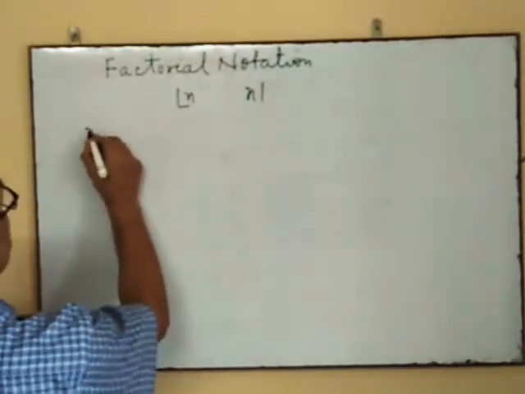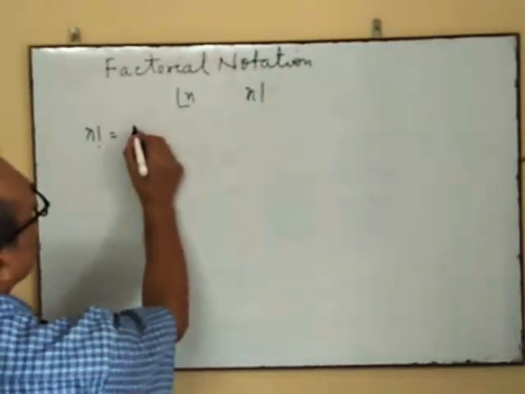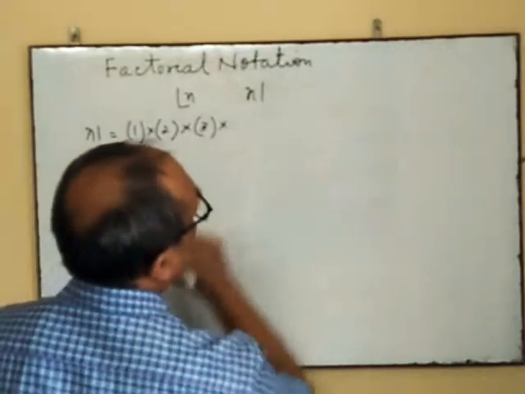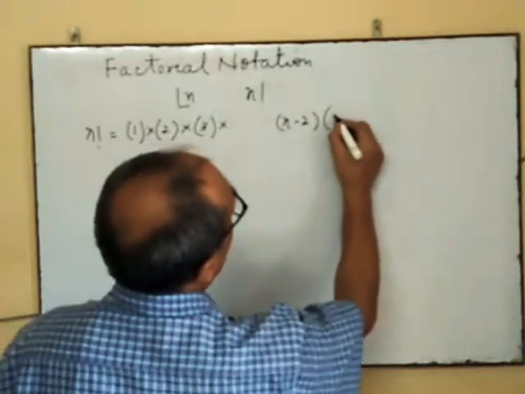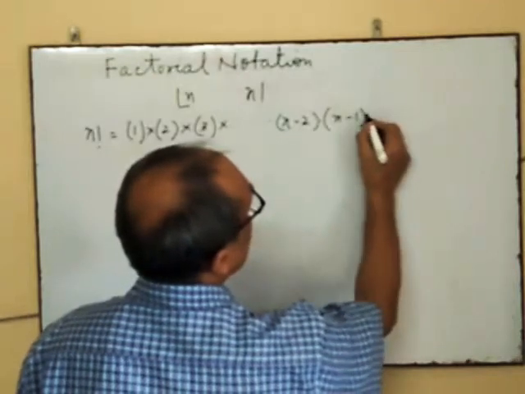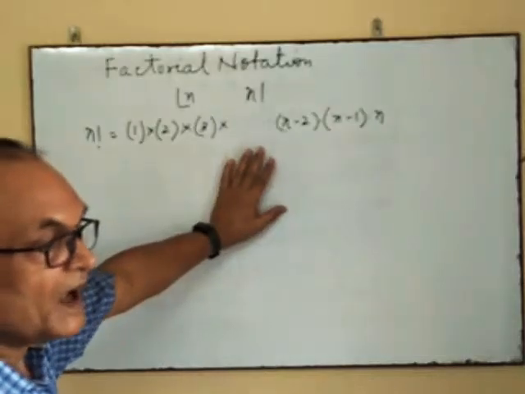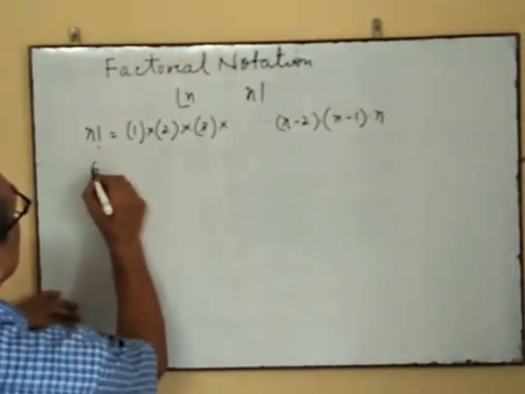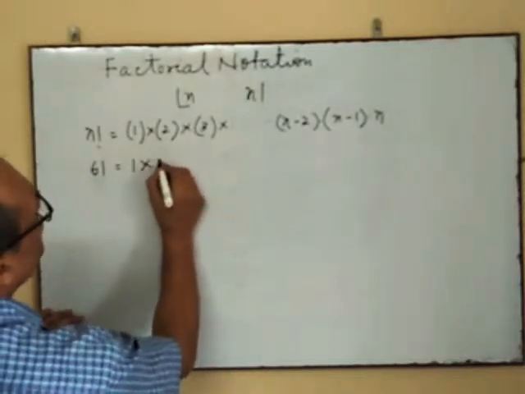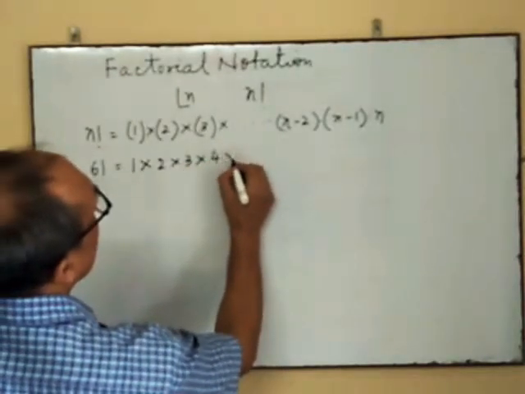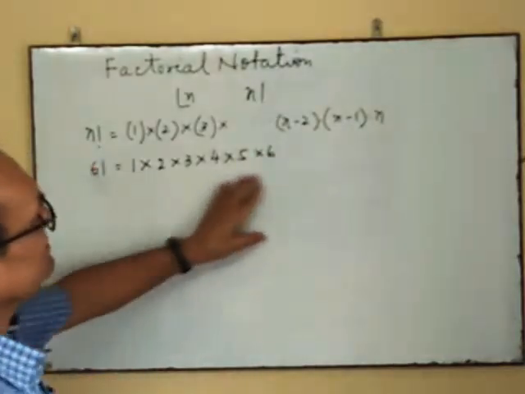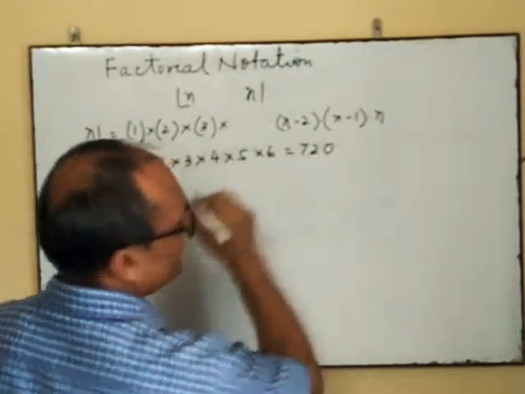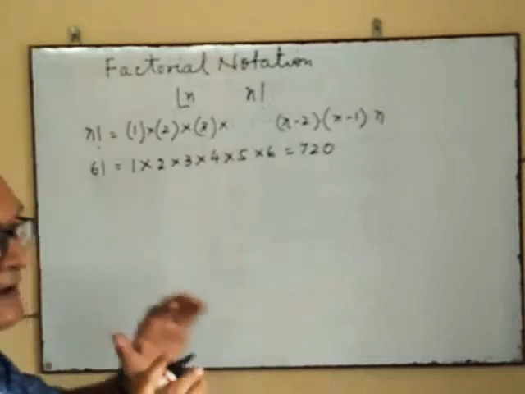So what is the factorial n? This equals 1 into 2 into 3 and so on, into n minus 2, n minus 1, into n. This is the factorial n. I'm giving you one example. Suppose factorial 6. This means 1 into 2 into 3 into 4 into 5 into 6. This is the factorial 6. If we simplify this, multiplying, we will get 720.